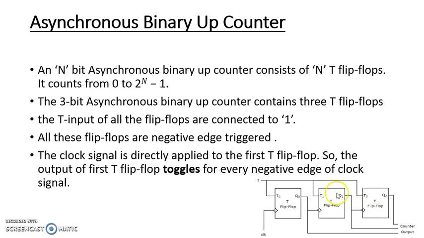Generally, here we are discussing the 3-bit asynchronous binary up counter. First we'll see the 3-bit asynchronous counter, then we'll see the up counter, how the counting up operation is performed. We'll see that afterwards. First, we'll see the asynchronous counter. Since this is a 3-bit asynchronous counter, it is designed with 3 T flip-flops.